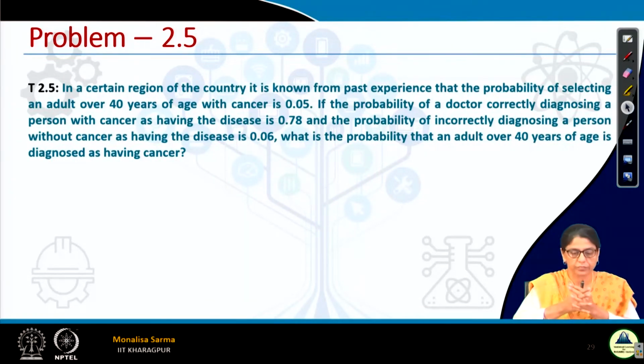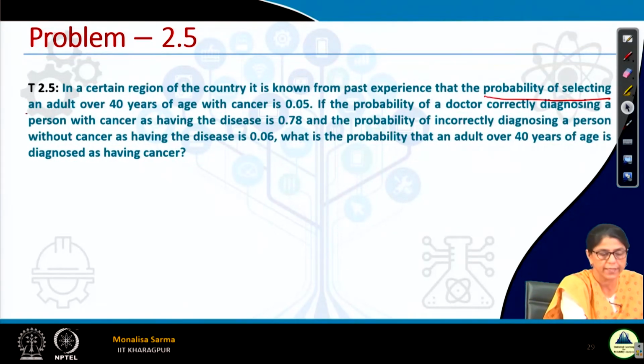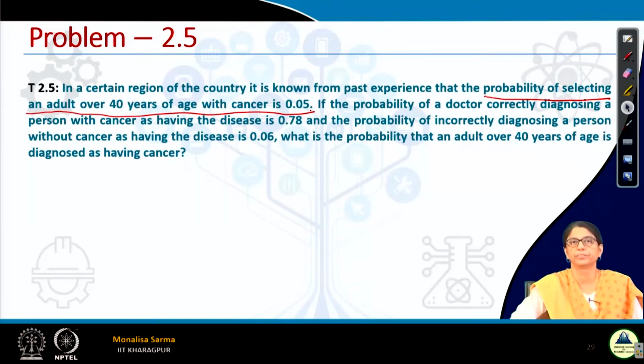So, next, in a certain region of the country, it is known from past experience that the probability of selecting an adult over 40 years of age with cancer is 0.05. Okay. So what is given is the probability of selecting an adult over 40 years of age with cancer is 0.05.